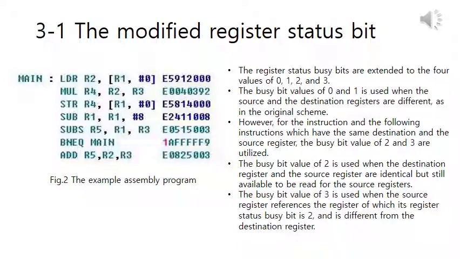The bit value of 2 is used when the destination register and the source register are identical, but still available to be read for the source registers. The bit value of 3 is used when the source register references the register of which its register status bit is 2 and is different from the destination register. As shown in Figure 2, this is the situation for instructions such as sub R5, R1, R3, which follows sub R1, R1, 8.